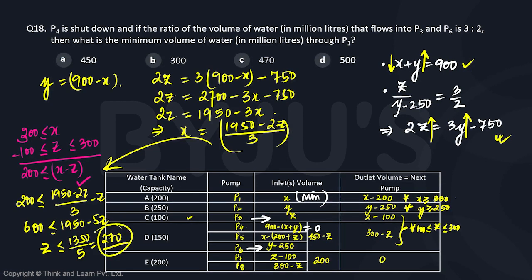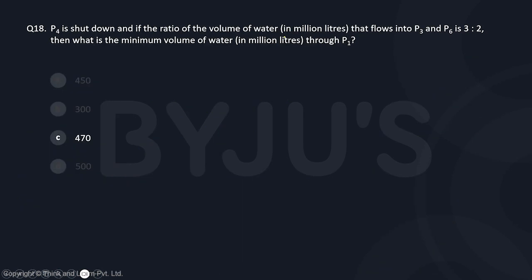That means the maximum value that z can take is 270. If the maximum value that z can take is 270, that means if we put this value of z over here, the minimum value that x is going to take is going to be 470. So the answer is going to be option C, 470.